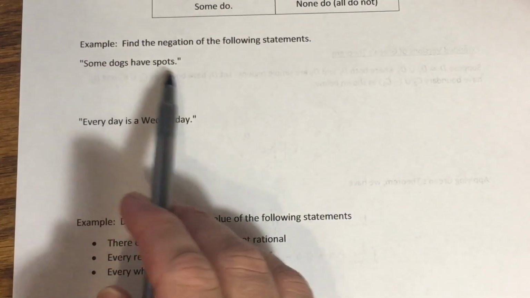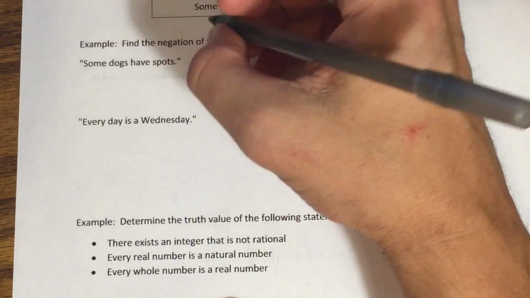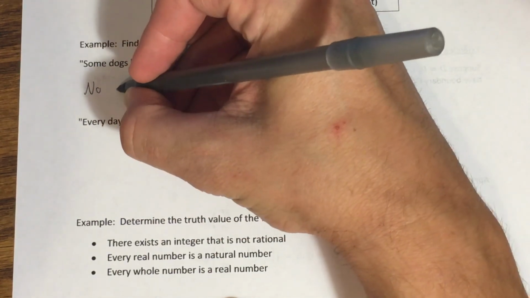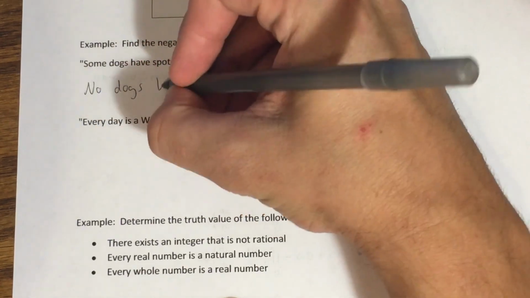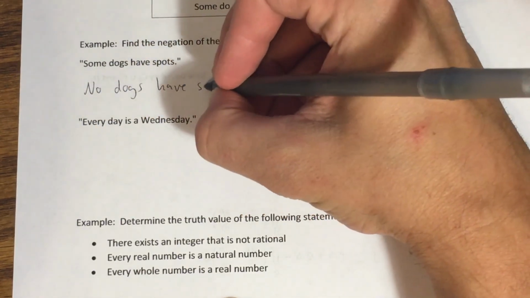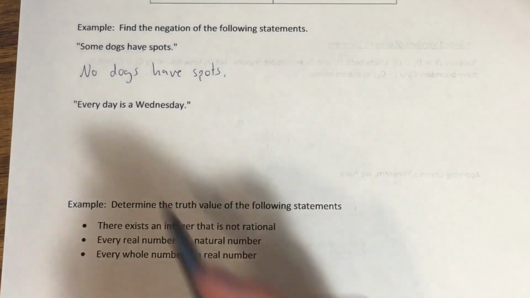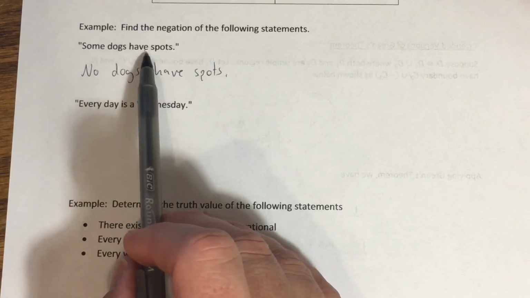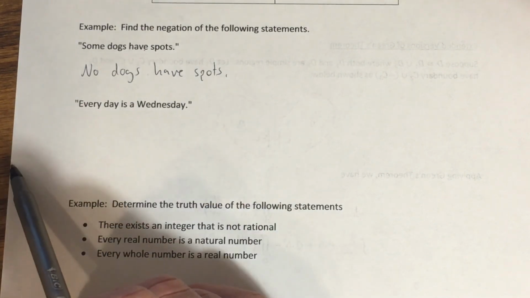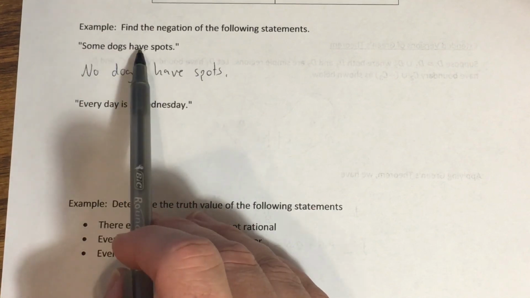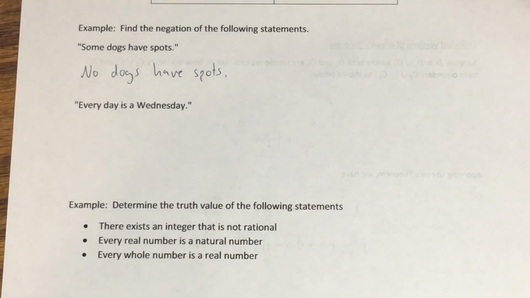To say that some dogs have spots, negating that would be to say the following. No dogs have spots. Notice that neither of these can be true at the same time. That's necessary for a negation. If some dogs have spots, then it's incorrect to say that no dogs have spots. And if no dogs have spots, it's incorrect to say that some dogs have spots. One being true will imply that the other one is false.